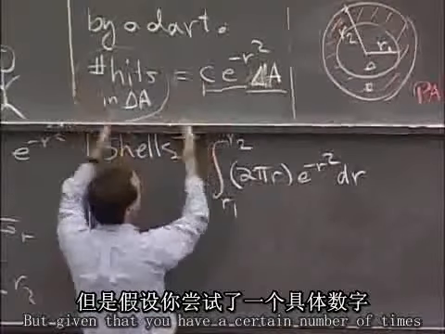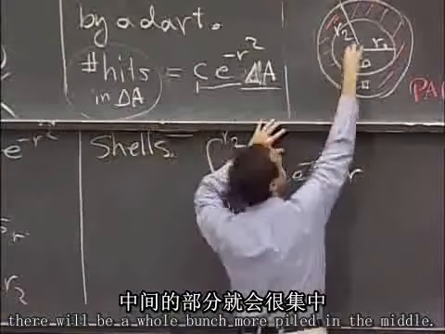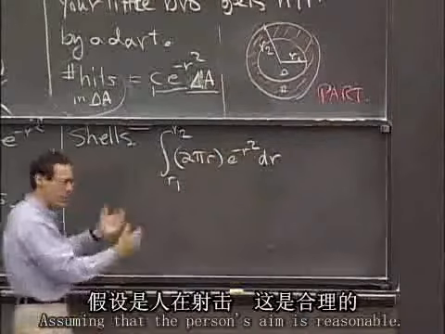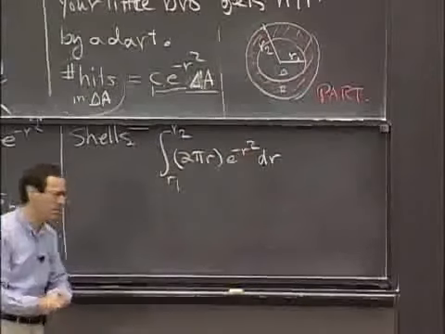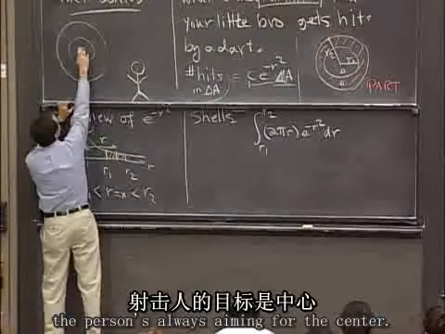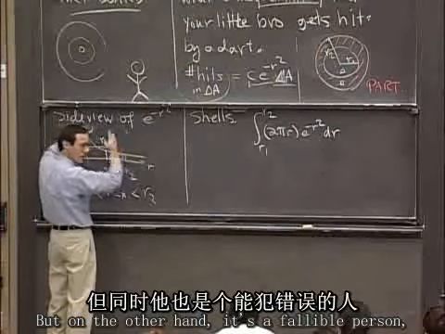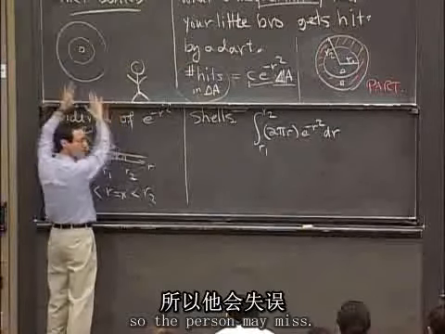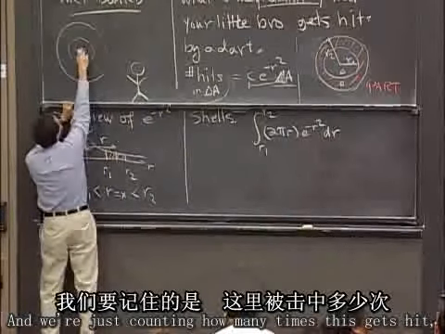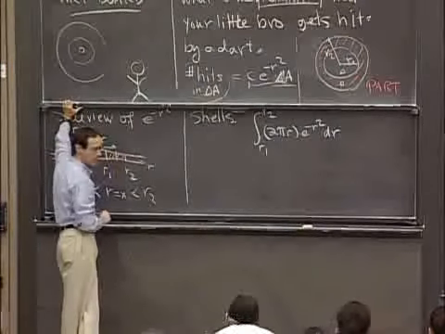But given that you have a certain number of times that you tried, say 1,000 times, there will be a whole bunch more piled in the middle and fewer as you get farther away, assuming that the person's aim is reasonable. All right? So that's what we're saying. So we're thinking of it in terms of the person always aiming for the center, so it's most likely that the person will hit the center. But on the other hand, it's a fallible person, so the person may miss. And so it's less and less likely as you go farther out. And we're just counting how many times this gets hit, how many times this, and so on, in proportion to the area.